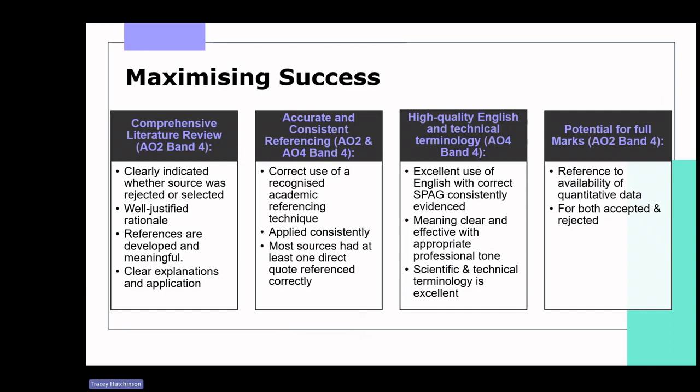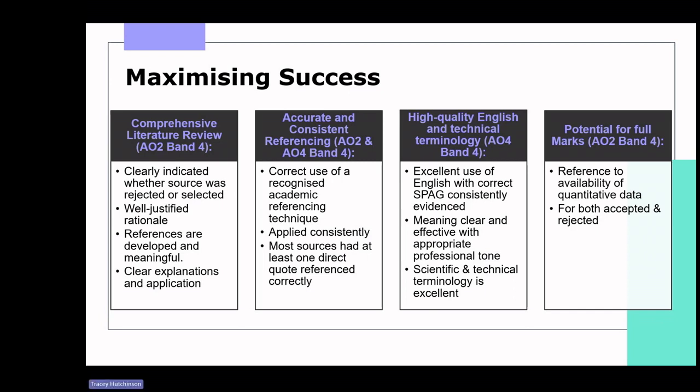For accurate and consistent referencing, again we're in assessment objective 2 and we're in AO4. Again, we can see Band 4 criteria. The literature review correctly referenced all quotes and articles using a recognised academic referencing technique. The referencing technique is applied consistently throughout the work. Most of the selected sources have at least one direct quote correctly referenced.